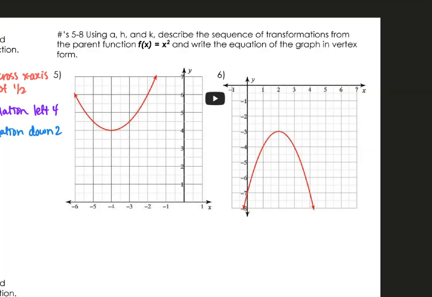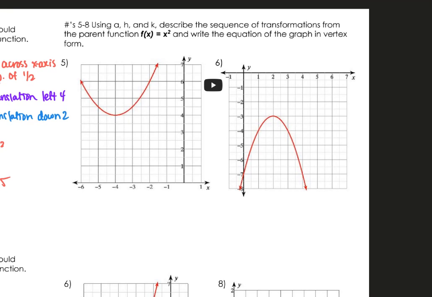All right, so now a couple of the working backwards problems. So starting with problem number 6. First thing I like to do is to start with the vertex. So remember that our parent function starts at 0, 0. So to get to the vertex, it looks like we went right 2, down 3. So that's going to give me my h and my k.